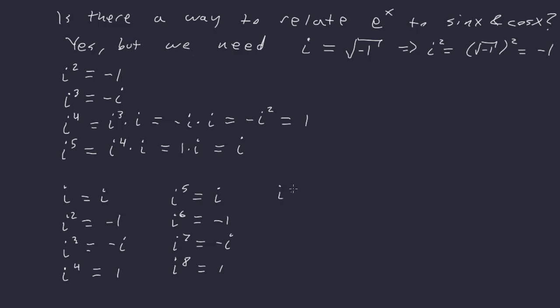So that means i to the 9 will be i, i to the 10 will be negative 1, i to the 11th will be negative i, and i to the 12th will be back to 1 again. So multiples of 4 get you back to 1. Even powers are either plus or minus 1. So i to an even power is going to be plus or minus 1, depending on what it is. If it's a multiple of 4, it's positive 1. If it's not, it's negative 1. So positive when the power is a multiple of 4.